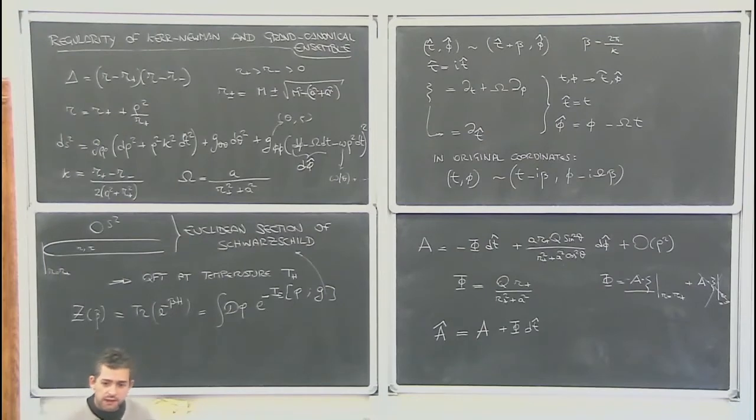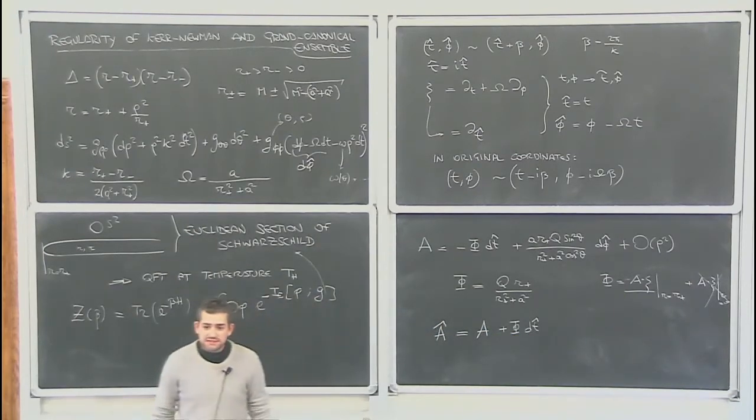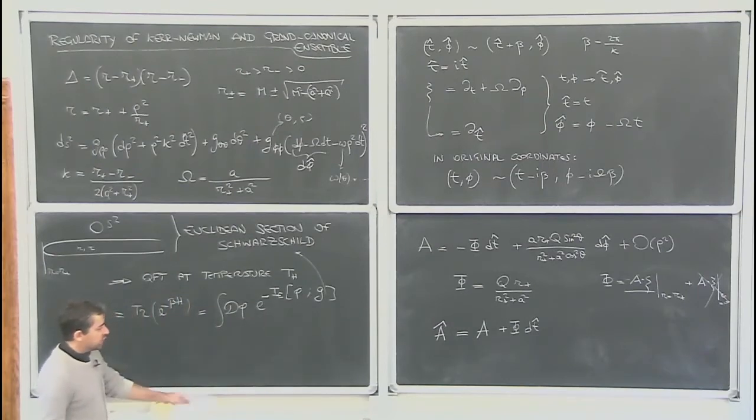Yeah, it's a gauge transformed field. This is a constant times dt hat. The field strength doesn't change. So it will certainly still solve whatever field equation you're imposing.